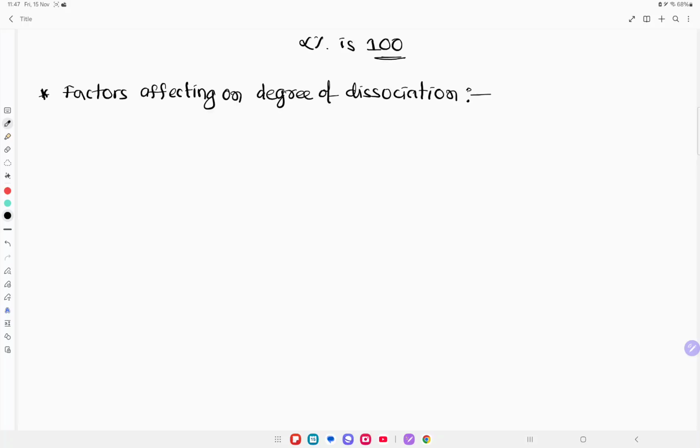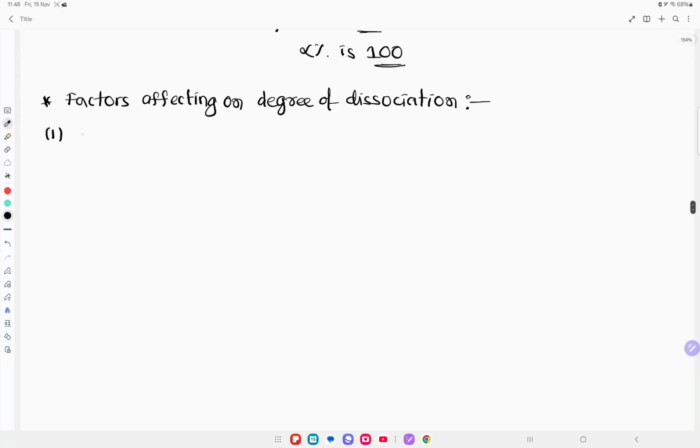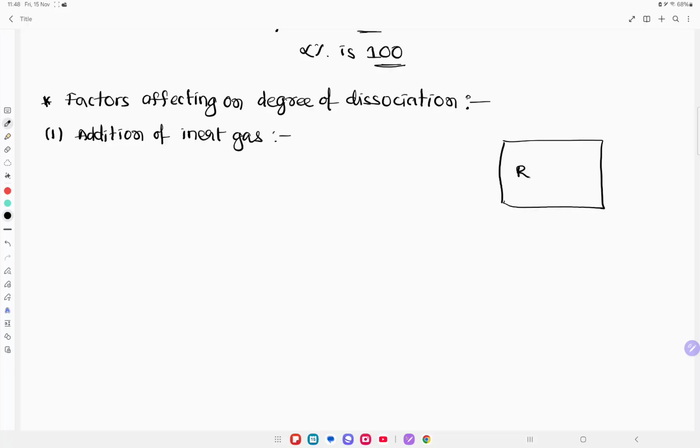Next, factors affecting degree of dissociation. First is addition of inert gas. When inert gas is added to an equilibrium reaction, suppose this is a vessel in which the reaction is taking place, reactant gives rise to product, and this reaction is present at equilibrium state.